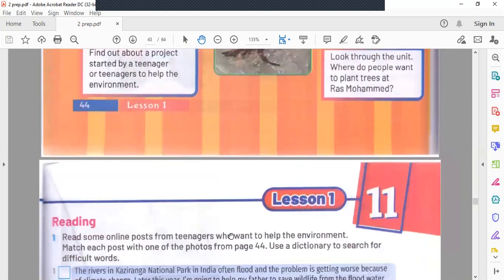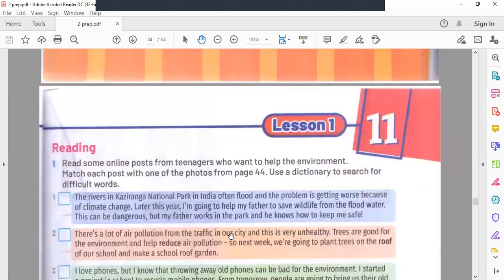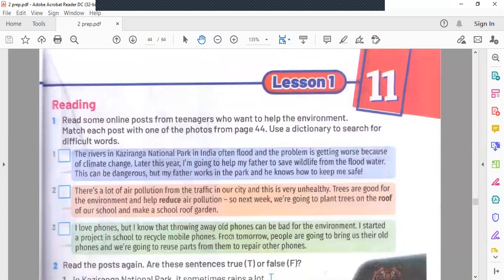Okay, let's shift to three texts or paragraphs and relate them to the pictures. Number one, the rivers in Kaziranga National Park in India often flood, and the problem is getting worse because of climate change. Later this year, I'm going to help my father to save wildlife from the flood water. This can be dangerous, but my father works in the park and he knows how to keep me safe.